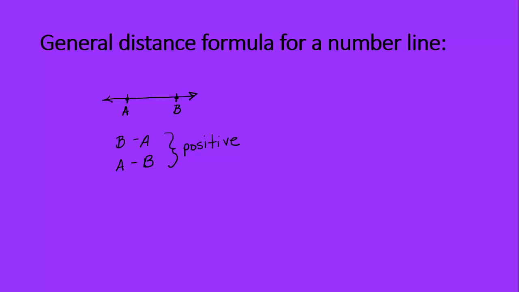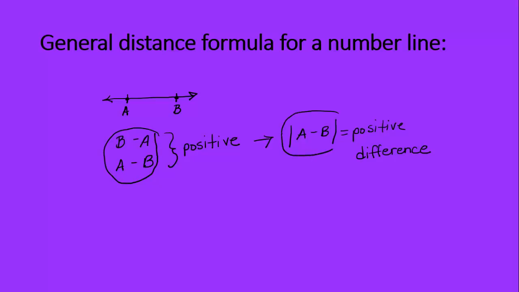The other option is to use the absolute value. If you use the absolute value of A minus B or B minus A, you get a positive result. So you have 2 choices. You either work it out 2 different ways, or you can use the absolute value symbols. If you work it out 2 ways, take the positive answer.